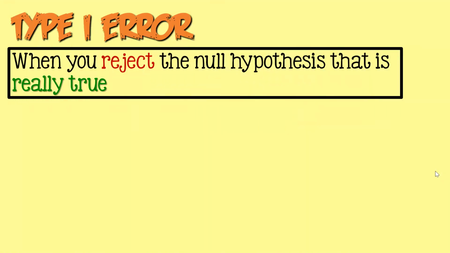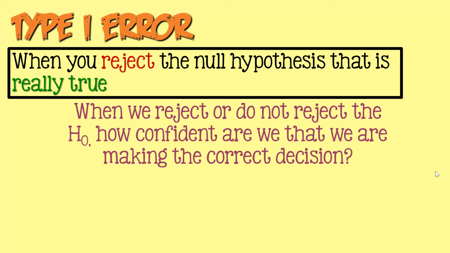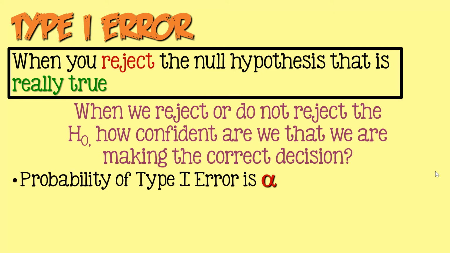The first one is a type 1 error. This is when you reject the null when it's actually true. Oh no. So here's the thing. When you reject or you do not reject, we really want to be confident that we're making the right decision. So how confident are we that we're doing this?